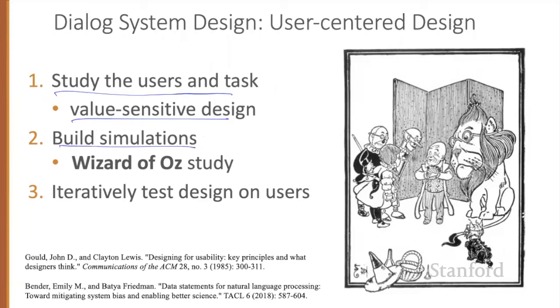Second, build simulations and prototypes. A crucial tool in building dialogue systems is called the Wizard of Oz system. In wizard systems, the users interact with what they think is a software agent, but is in fact a human wizard disguised by a software interface. The name comes from the children's book, The Wizard of Oz, in which the wizard turned out to be just a simulation controlled by a man behind a curtain. Finally, we need to iteratively test the design on users.